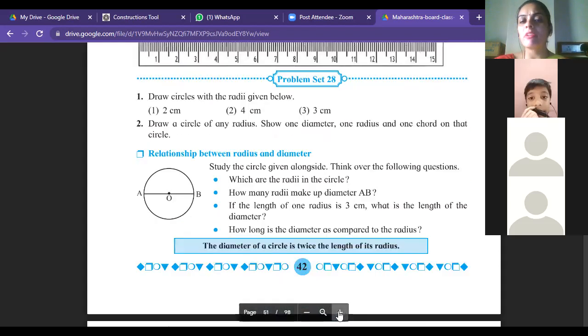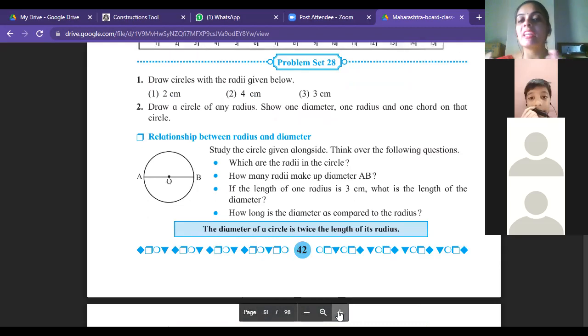Now, relationship between radius and diameter. Diameter of a circle is twice the length of radius. Just now I told you, what is radius? Half of the diameter, right? And if you have a radius of 2 centimeter, then you double it and that will be your diameter. Because the radius goes from the center to the circumference, so if you add another half, what will it become? It will become the diameter. So the diameter is double the radius. Is this clear?